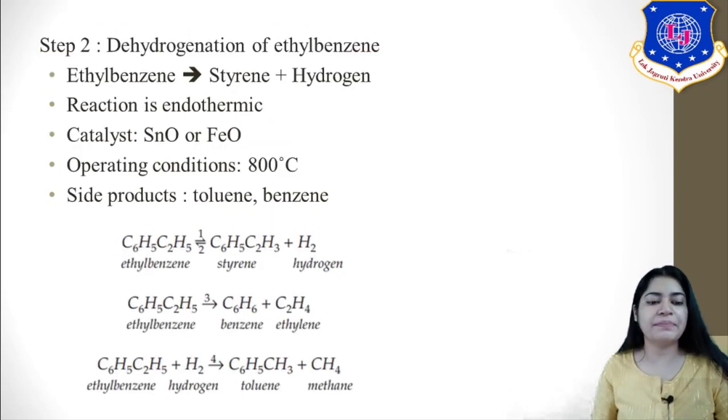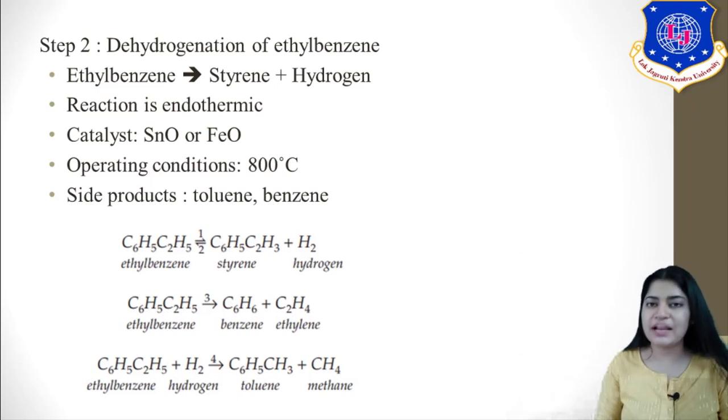The second step is dehydrogenation of ethyl benzene. Ethyl benzene on dehydrogenation gives you styrene and hydrogen. Here the reaction is endothermic, and the catalyst used is SnO or FeO, that is, tin oxide or ferric oxide. The operating temperature is 800 degrees Celsius, and the side products obtained here are toluene and benzene.